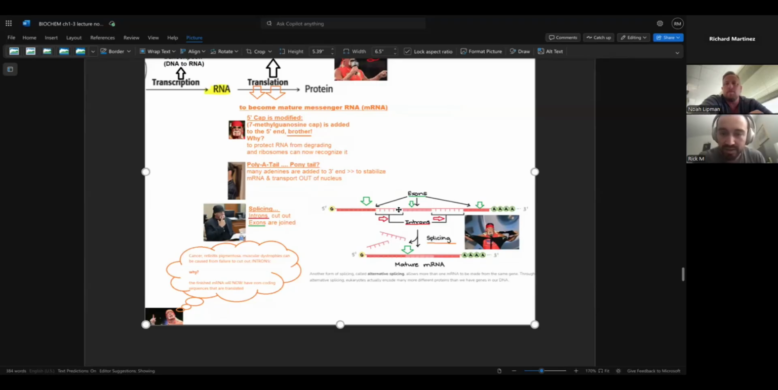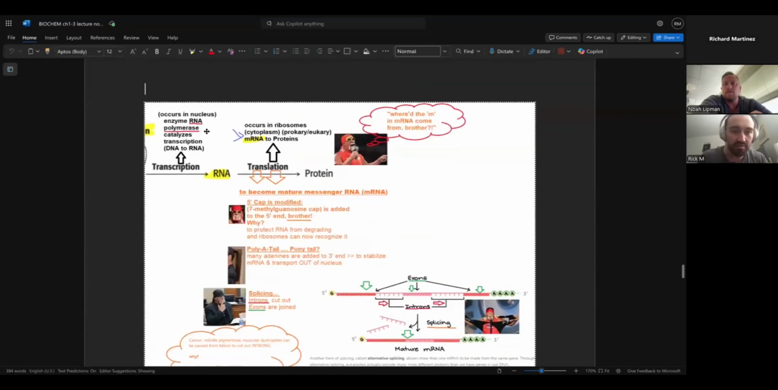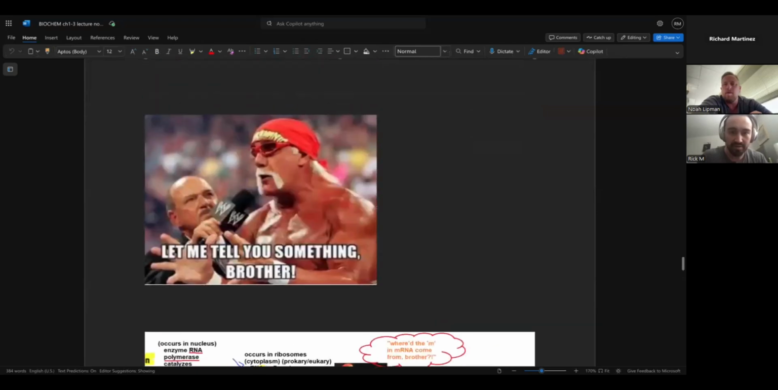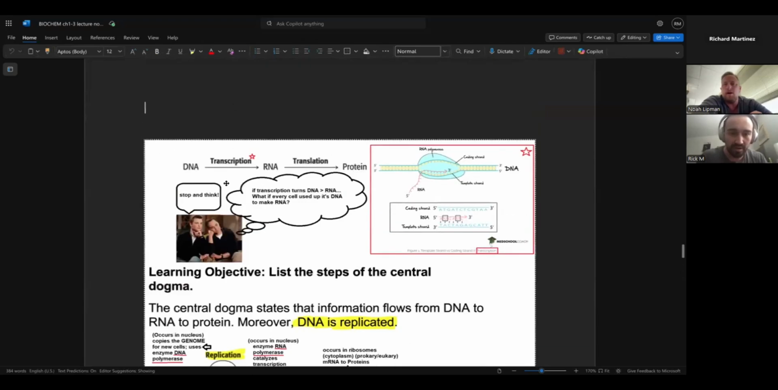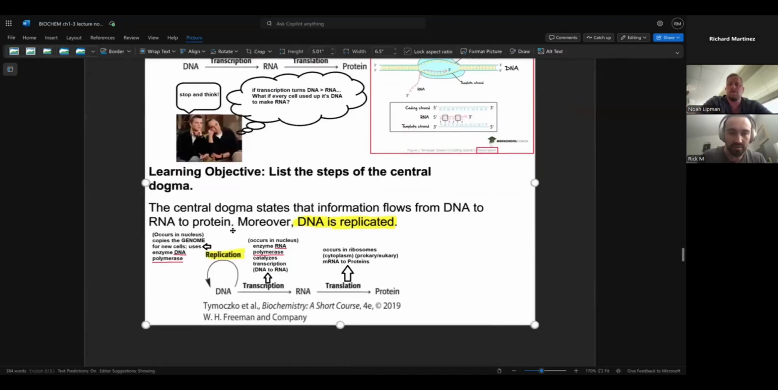Splicing pulls these introns out. We don't need them. Boom. Now it creates an mRNA. So in this portion right here, go up to this picture. Transcription, RNA, translation. Let me go right here.